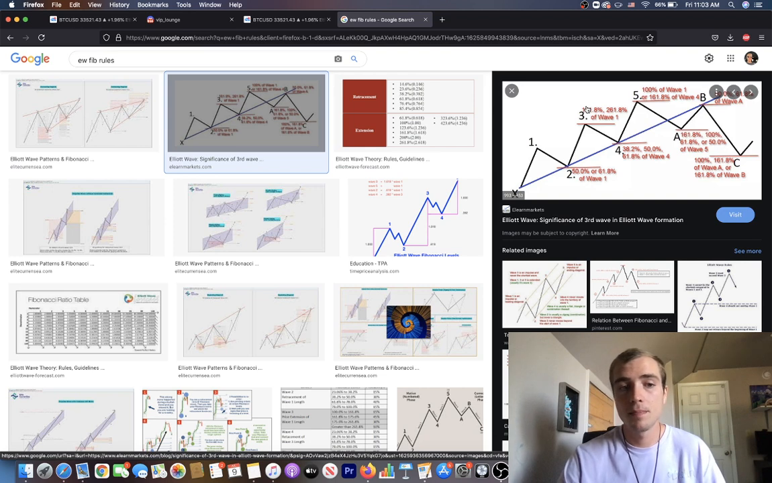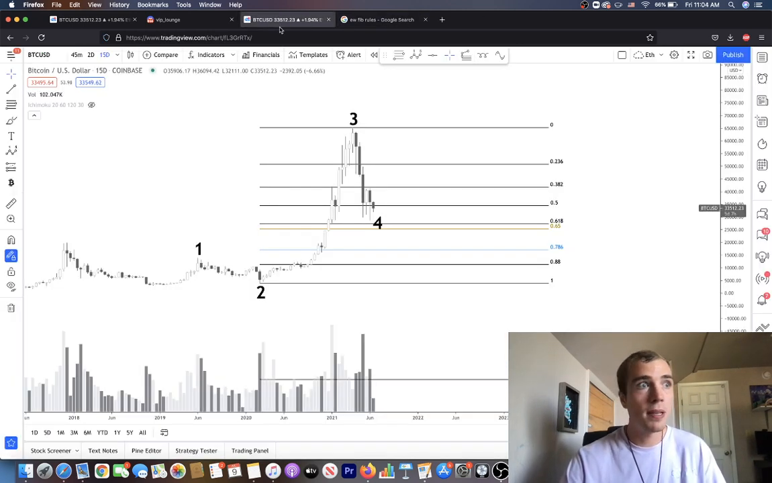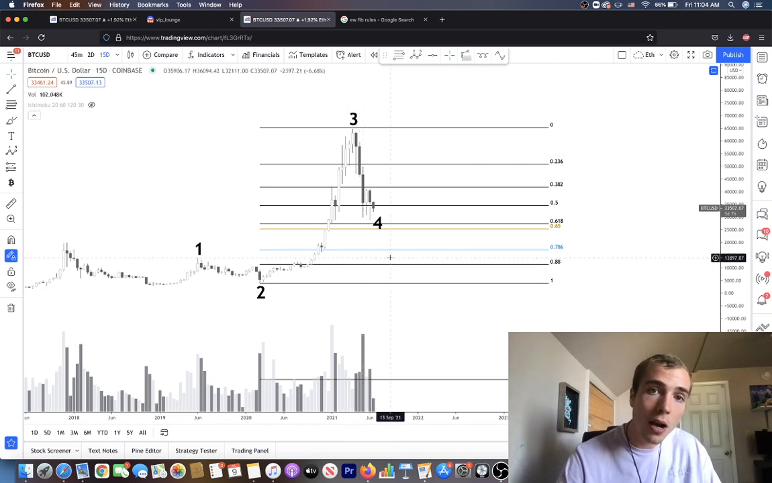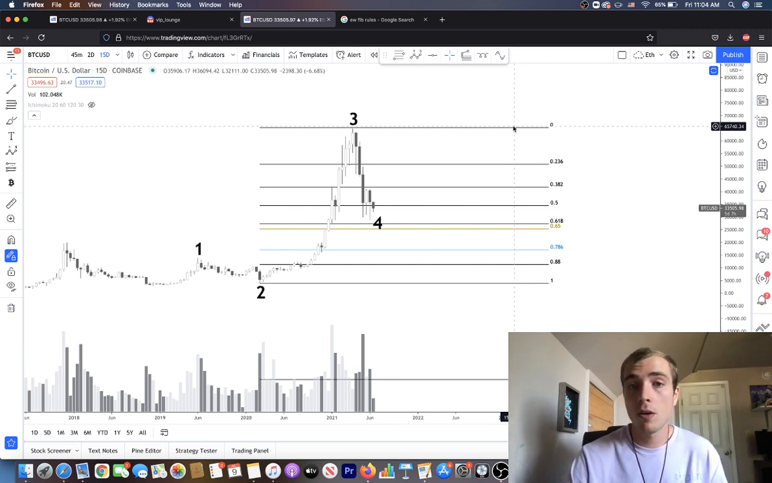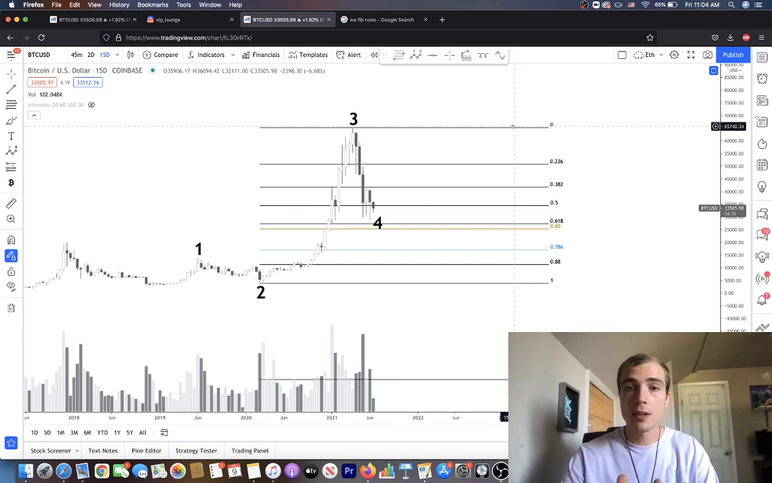And this is really important, you guys, because if you're counting an Elliott Wave and you think you have the right count, but you haven't applied any of the Fibonacci rules, you may not have the right count. Or maybe your count is even right, but you're targeting too low, or you're targeting too high. So it's super important to know this, because it keeps you centered in the truth of what's really happening in the markets.